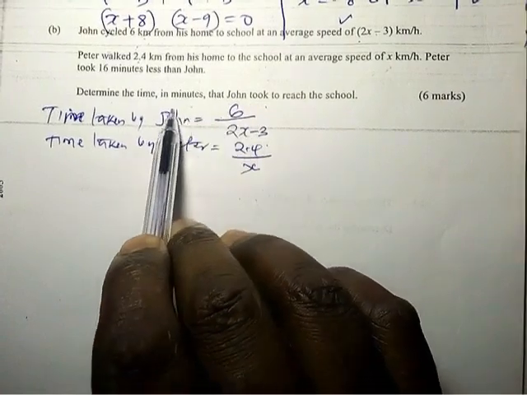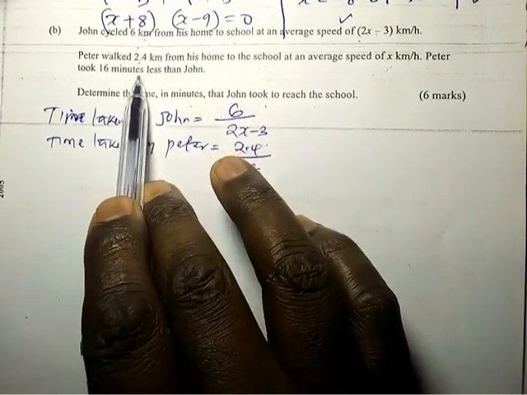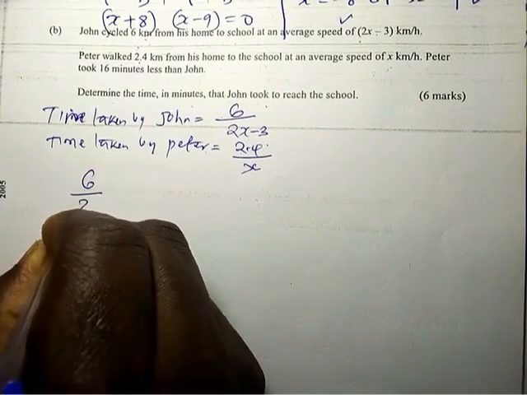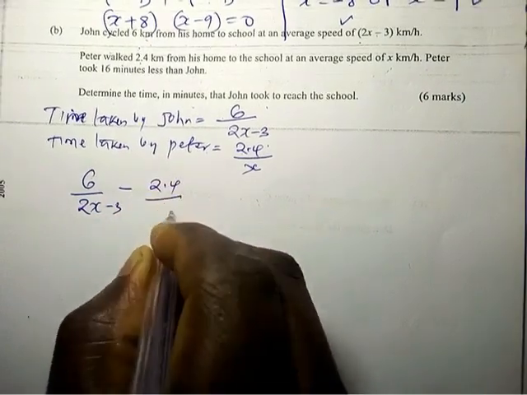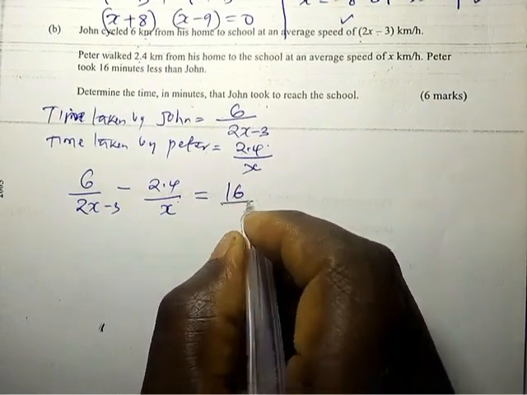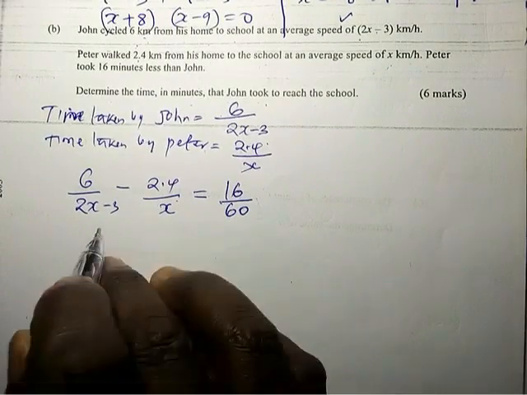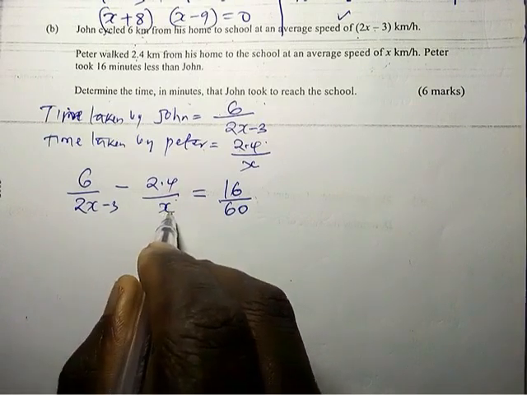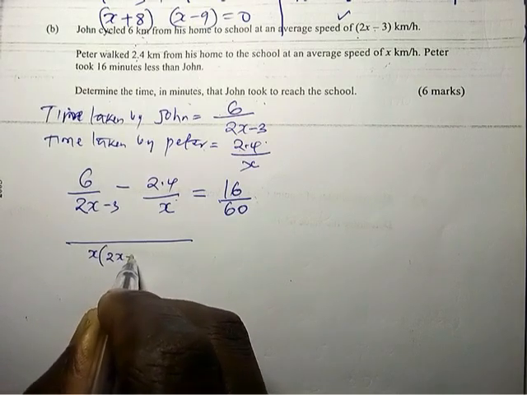So tukichukua time ya John, to subtract time ya Peter, tutapata the answer is 16 minutes. That's what it means. So time for John, 6 over 2x minus 3. We subtract 2.4 over x for Peter, time for Peter. The answer should be 16. 16 is in minutes. Now we can put it in hours, divided by 60. So by so doing now, we get the LCM. I can get the LCM of this first on this side. This one is going to be x into 2x minus 3, that is LCM.